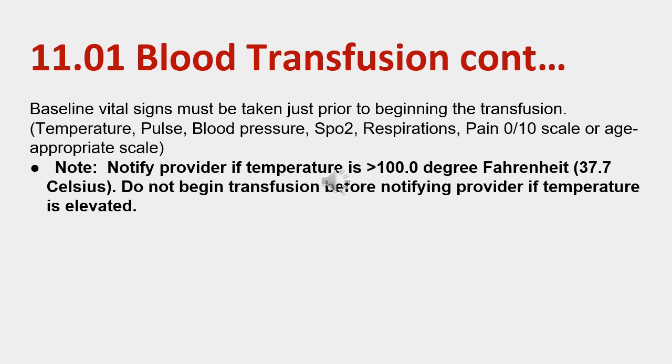Prior to beginning any blood transfusion, baseline vital signs must be taken on the patient. This includes temperature, pulse, blood pressure, pulse oximetry, respiration, and pain scale on either a 0 to 10 scale or an age-appropriate scale. If the baseline vital signs include that the patient's temperature is greater than 100 degrees Fahrenheit or 37.7 degrees Celsius, you do not begin the transfusion. You must notify the provider of the elevated temperature in advance.